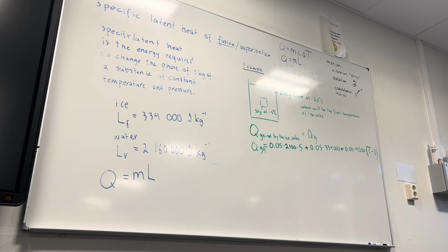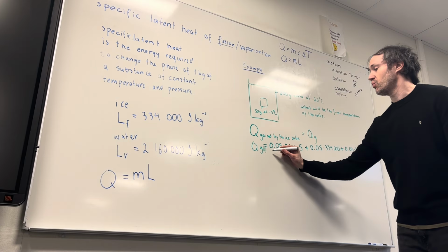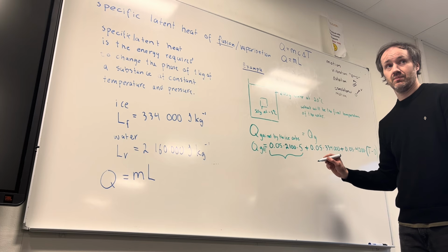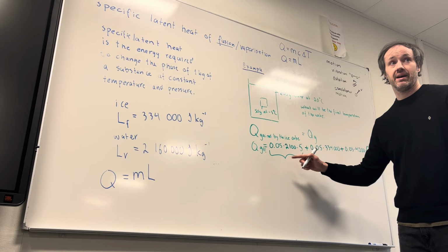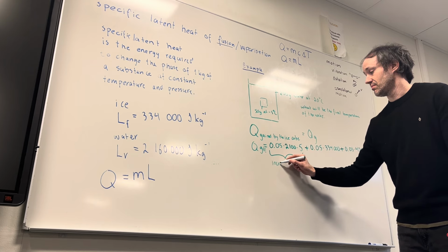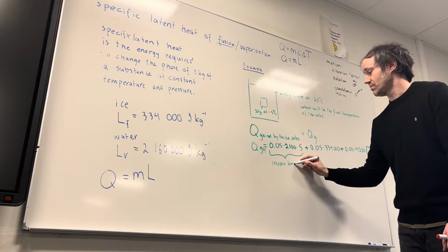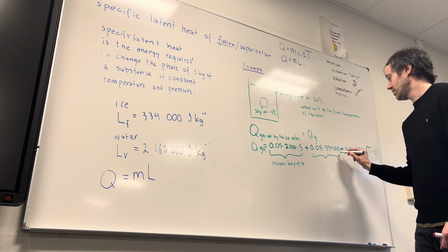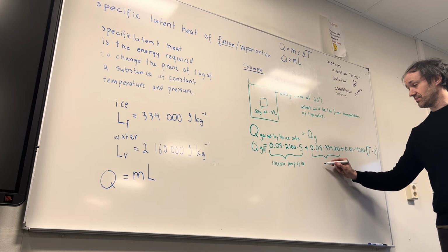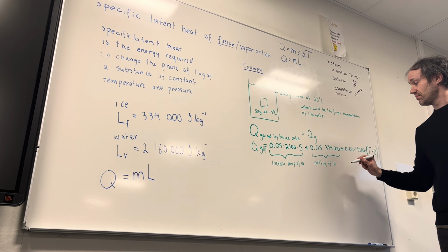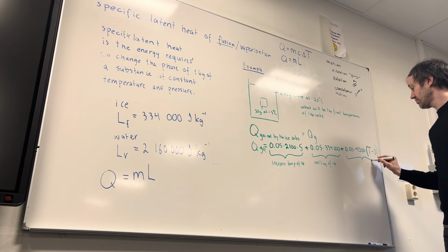So the first part, let's refresh our memory. What was this part here? MCAT, increasing the temperature of ice. And this is the melting of ice. That is T minus 0. So the increase of temperature, the melting, and then another MCAT after it's melted.